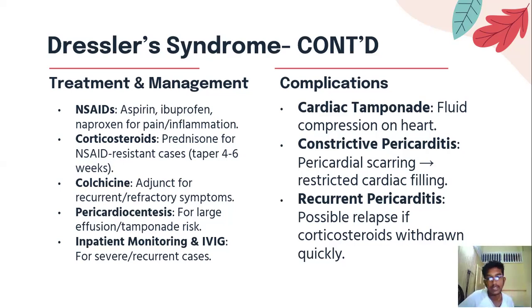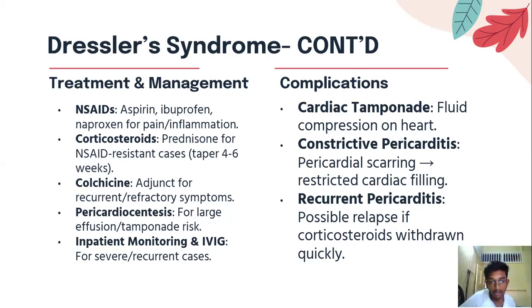Now, if Dressler syndrome is left untreated or inadequately managed, it can lead to severe complications like cardiac tamponade. There's an accumulation of pericardial fluid under pressure, which compresses the heart and impairs cardiac output. Next is constrictive pericarditis, and you'll see these two appearing later in our presentation as diastolic dysfunction. Constrictive pericarditis is when there's chronic inflammation, which can lead to pericardial thickening and scarring, restricting cardiac filling.